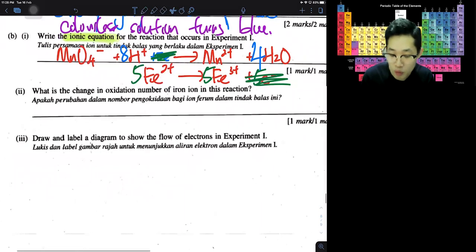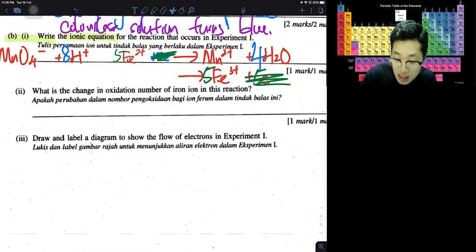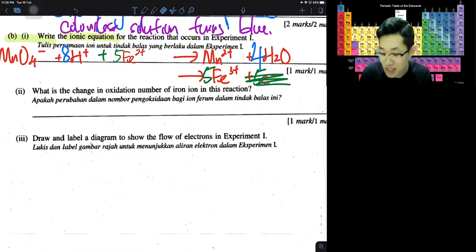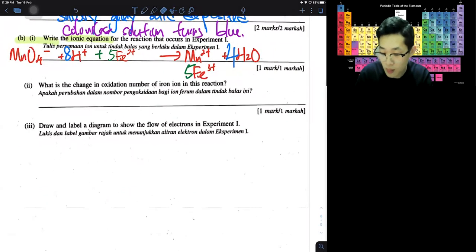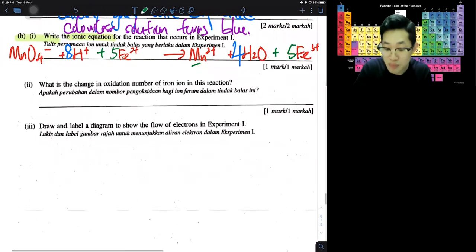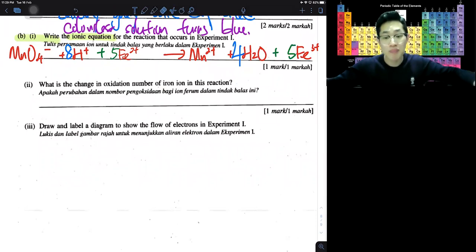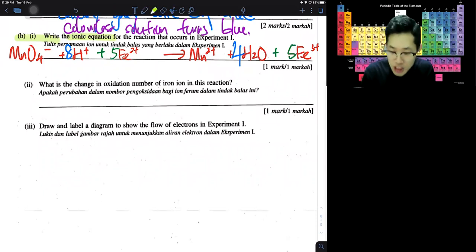Everything on the left, move to the left. Right hand side, go to the right. Yes, you must put the times 5. If you don't put the 5, your answer is not balanced, and not balanced means wrong.